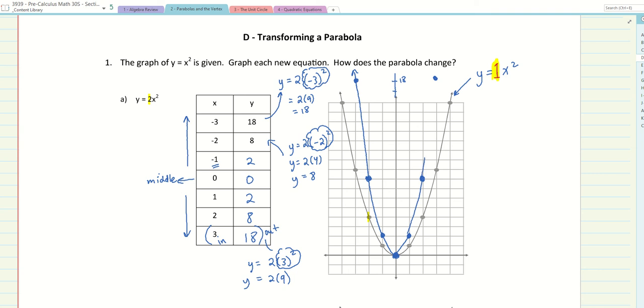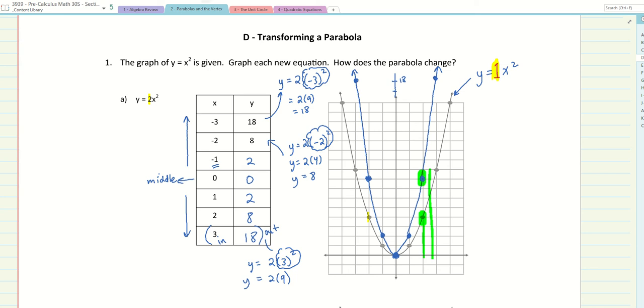So what happens to the parabola? It does look like it got thinner, and in a way we can say it got thinner. But a better way to think about it is that it got stretched vertically. It got taller, if you will. This point used to be 4 high, now it's 8 high. So all of the y coordinates for every point got twice as tall as they used to be.